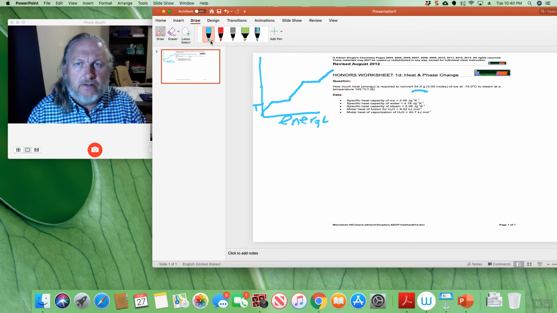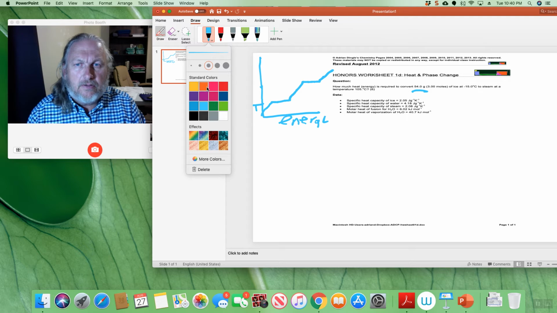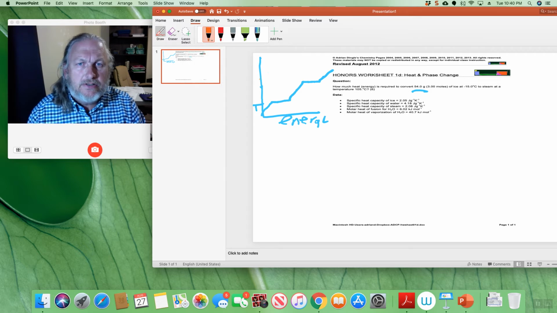Let me change the color here. Let's go to orange. We'll say that's 105 degrees C. We know that this area right here is 100, so that's 5 degrees. It went from 100 up to 105. That's at 100 degrees.